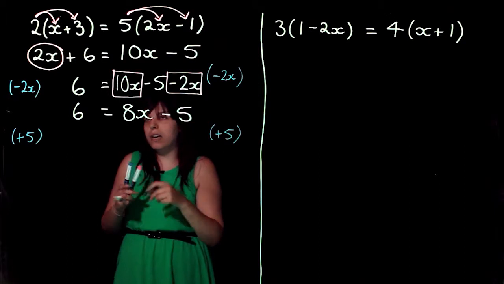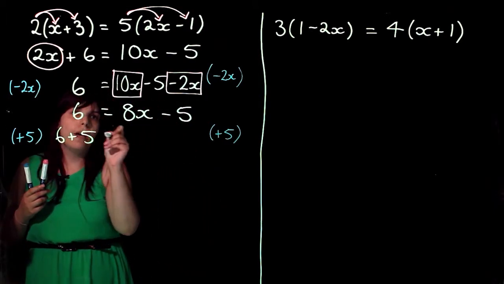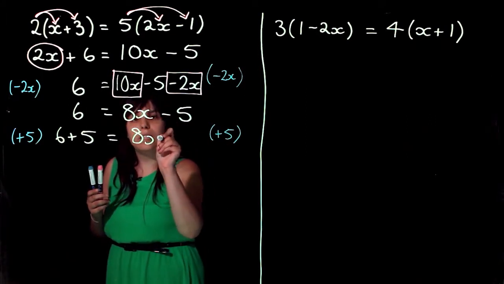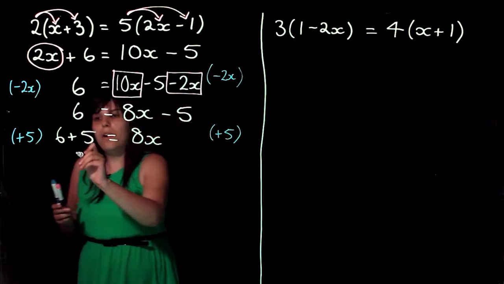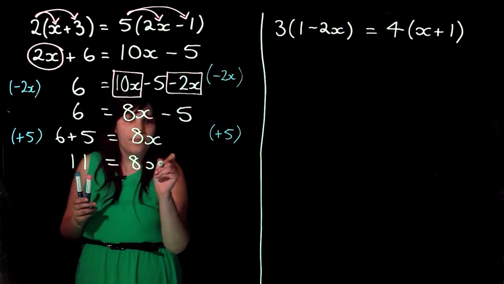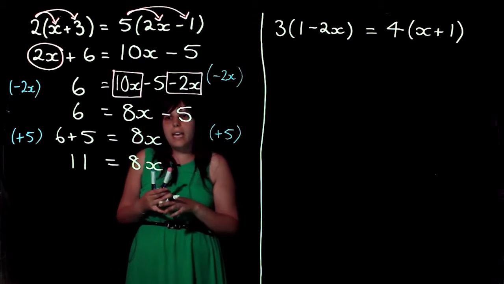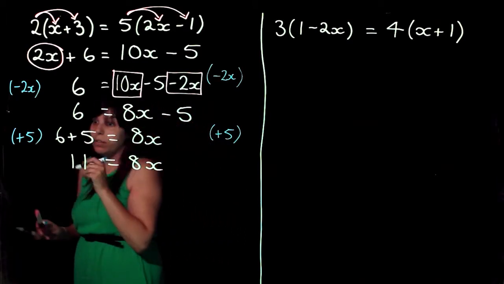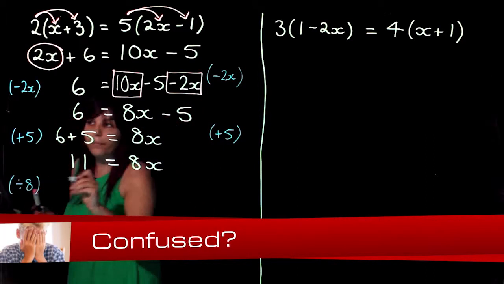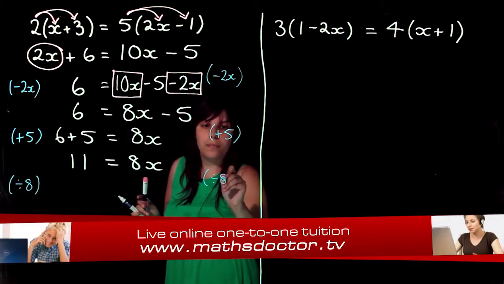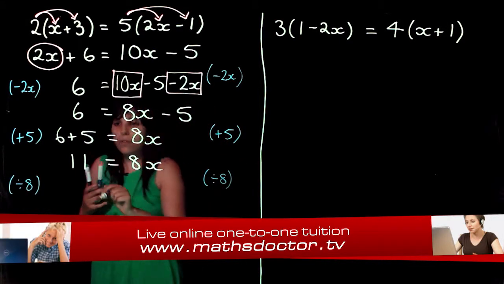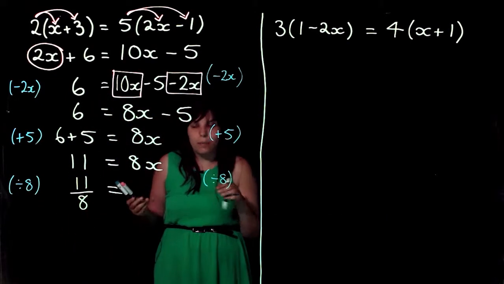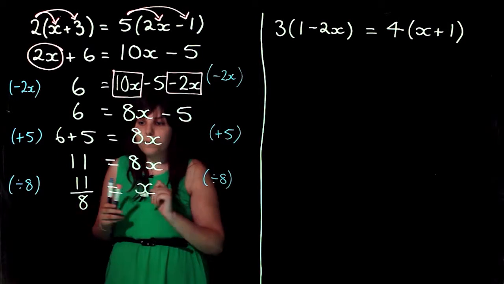So I'm going to have on this side 6 plus 5, and on this side 8x minus 5 plus 5 just gives me 8x, because the minus 5 and the plus 5 make 0. So I've got 11 equals 8x. Now what I want to do is get rid of this 8. So I'm currently doing 8 times x. So to get rid of the 8, I'm going to divide by 8. So I've got on this side 11 divided by 8, and on this side 8x divided by 8. Well, 8 divided by 8 is just going to be 1, so I'm left with 1x.